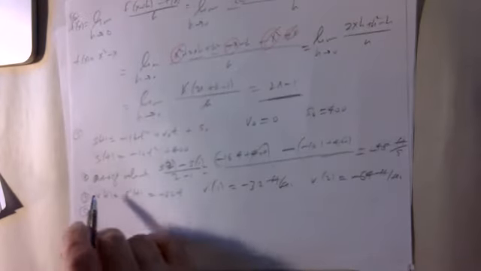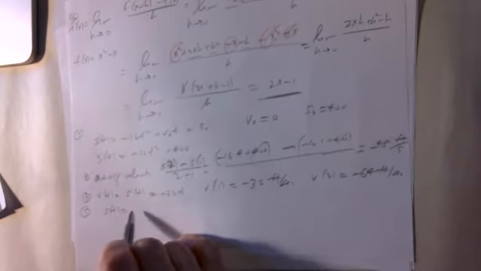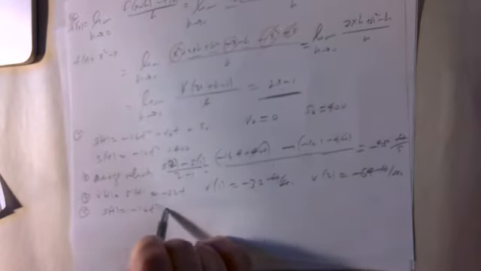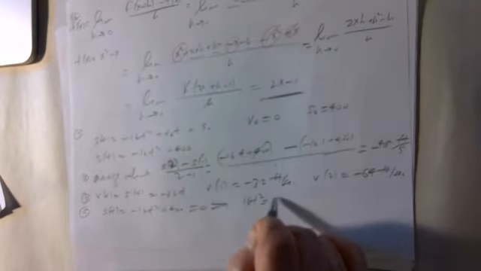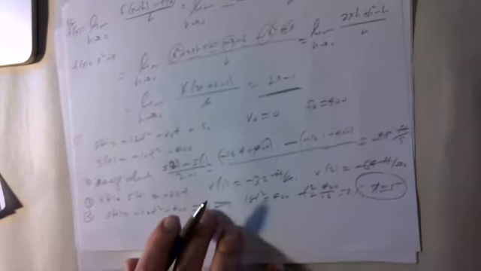Find the time required for the coin to hit the ground. Well, it hits the ground when the height is 0. So you want to find t when s of t, which is minus 16t squared plus 400, equals 0. So that means 16t squared equals 400. T squared is 400 over 16, which is 25. So it hits the ground 5 seconds after it's dropped.